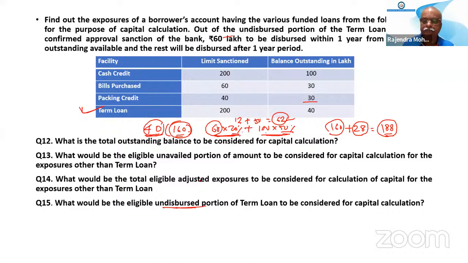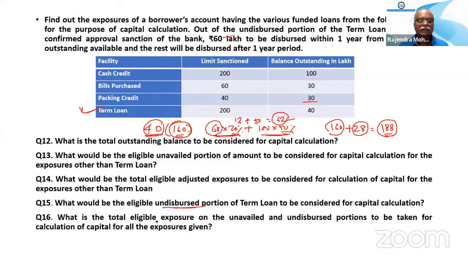Any confusion? No confusion. Okay. No, sir. What is the total eligible exposure on the unavailed and undisbursed portion to be taken into calculation for capital? Total is asking. We have already calculated all of it. This is the unavailed and undisbursed portion. So undisbursed we have calculated at 62, and unavailed we calculated in question number 13, which is 28. So 28 plus 62 equals 90. 90 is the unavailed plus undisbursed portions.